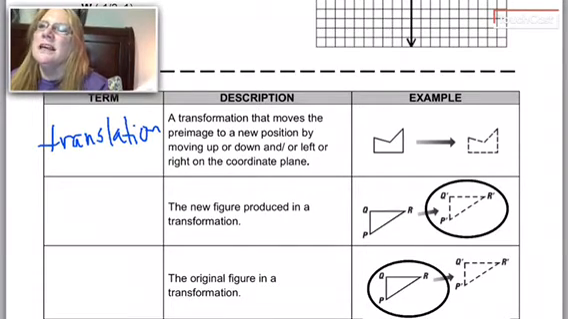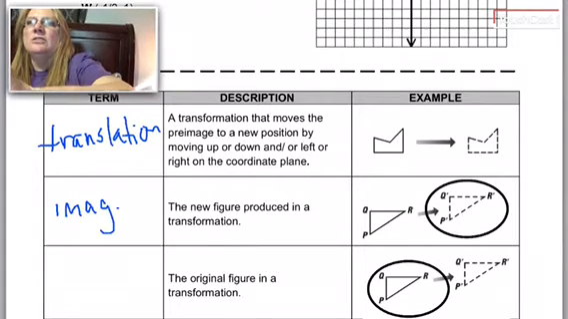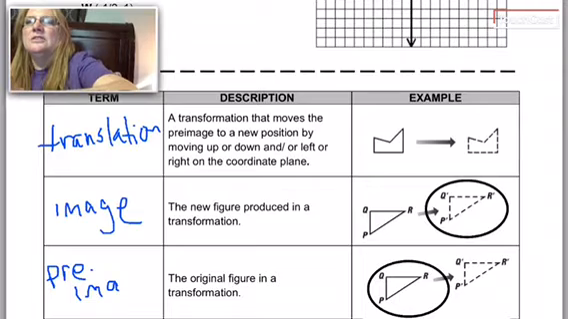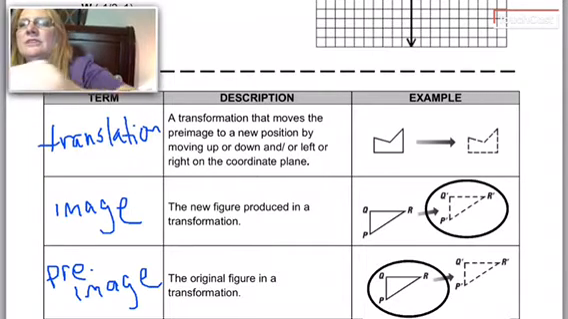Yesterday we talked about dilations, which made figures bigger or smaller. These will be the exact same image. A new figure produced in a transformation is called the image. The original figure is called the pre-image. So we have an original figure, and we're going to give you some rules to move it, and the new figure will be called the image.